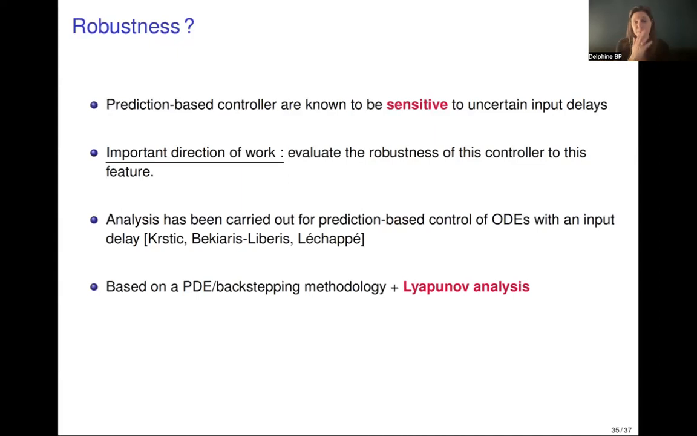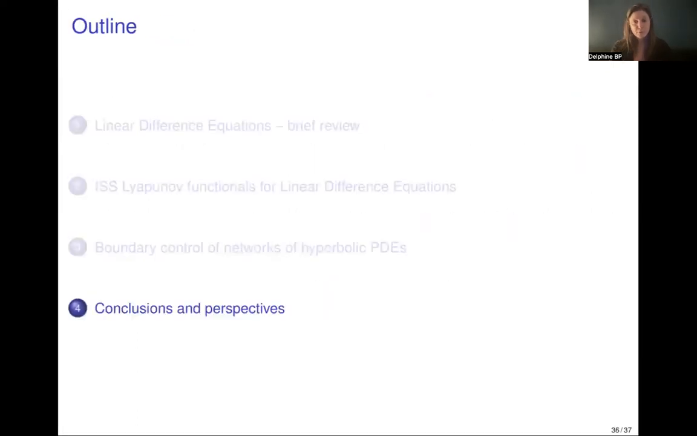This explains why we were interested in having Lyapunov tools to analyze this robustness, as was done, for instance, by Miroslav Krstic, Nikolaos Bekiaris-Liberis, and Delphine Bresch-Pietri. They used delay Lyapunov functions to analyze these delays, and we wanted to have the same tools. So this is one example of a context in which having an ISS converse Lyapunov theorem would be extremely useful.